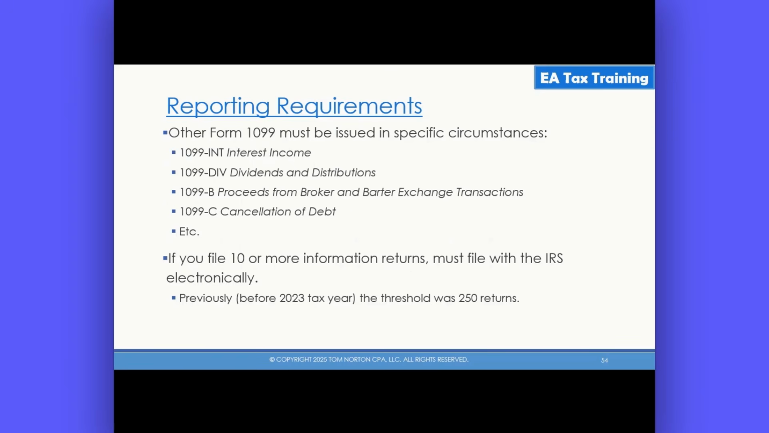If you file 10 or more information returns in total, you must file them with the IRS electronically. So you have to add up all of your information returns, so all of your W-2s, all of your 1099s. If you add all of those together, if you have 10 or more, then when you file them with the IRS, you have to file them electronically. This used to be 250. Used to be before the 2023 tax year, that if you had, say, 200, you could file them with the IRS on paper, but no more. You can only file on paper if you've got 9 or fewer. If you've got 10 or more, has to be electronic.